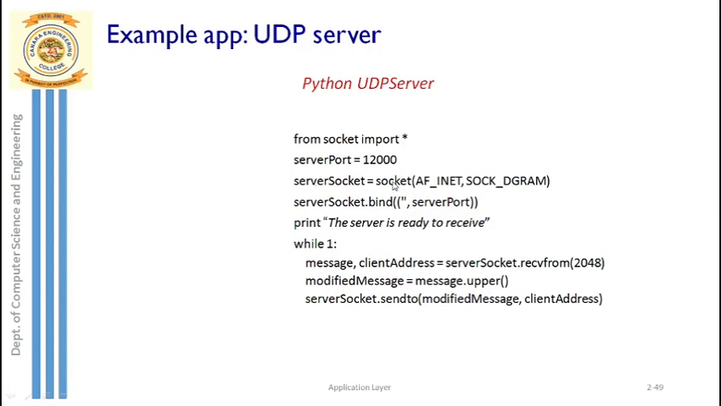Once that is done, what next? At the server side also you need to create a socket. So the socket is created at the server side. The same function is used, the socket function. Again the same two parameters, the first one is IPv4 addressing, the second one is datagram. So once the socket is created, you can see here the address of the socket is returned. That is stored here in server socket.